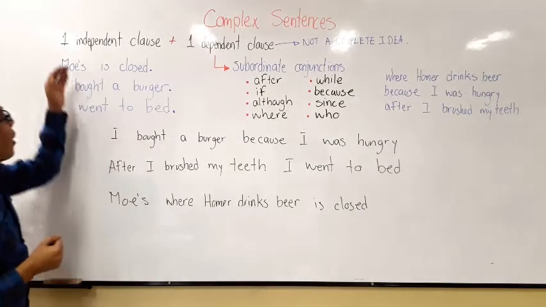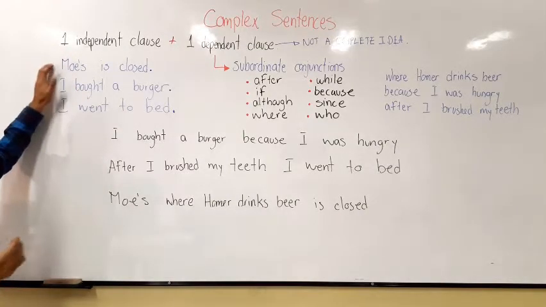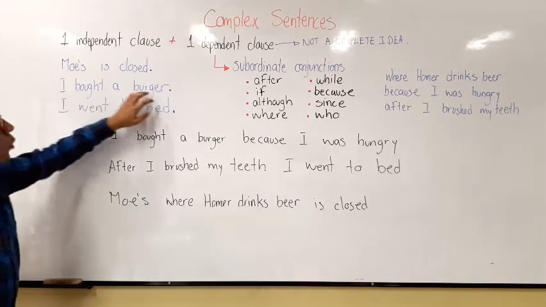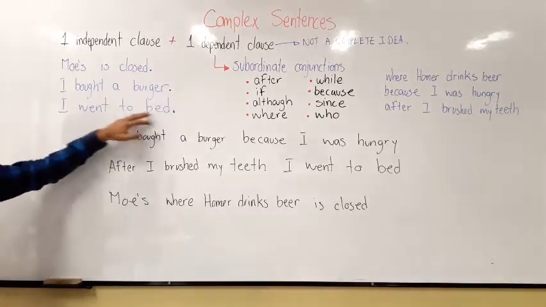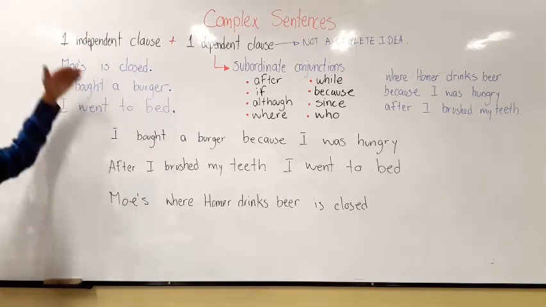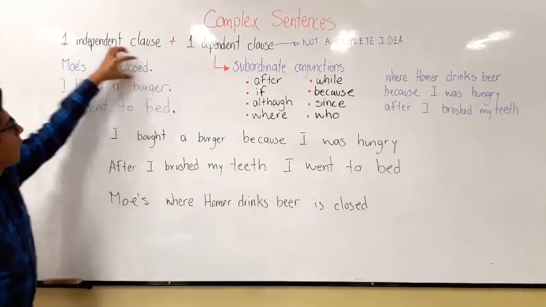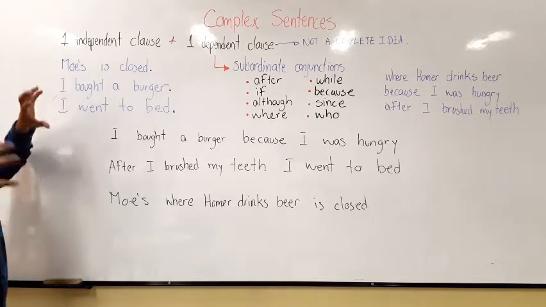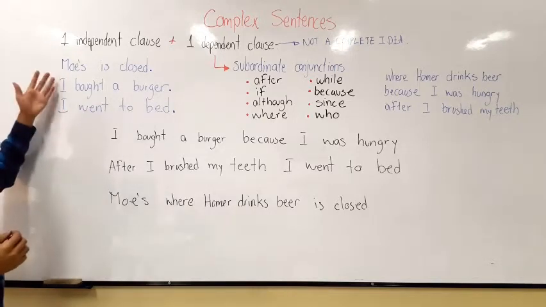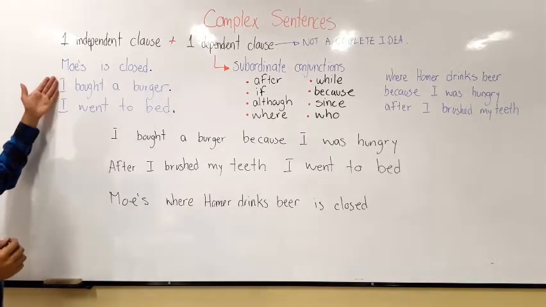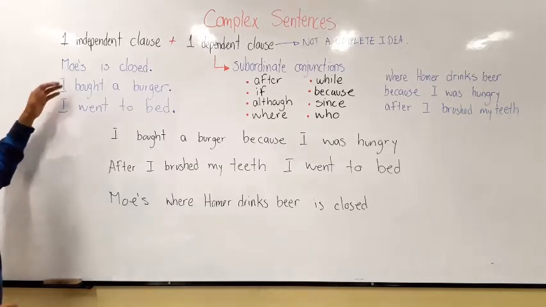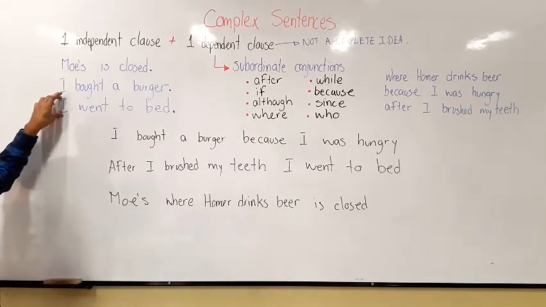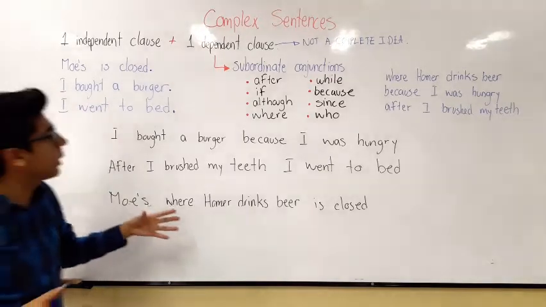Now, one independent clause, like Most is closed, or I bought a burger, or I went to bed, right? So these are independent clauses. First independent clause, I understand the message, it is a complete idea. Another example, I bought a burger, I understand the idea. And the last one is I went to bed. So I still understand the idea, it's complete.